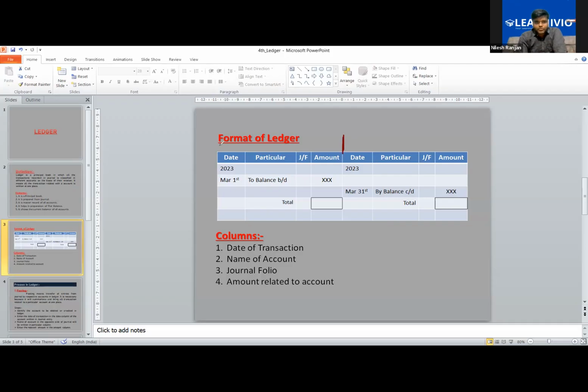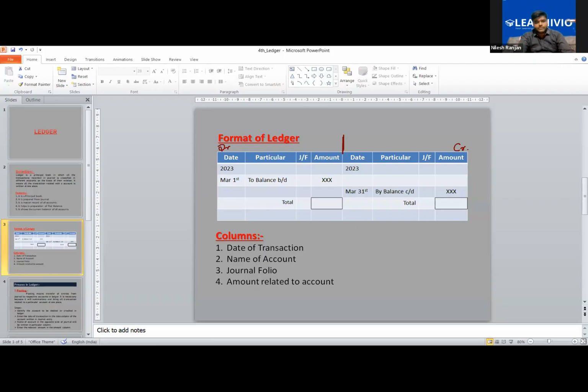The left side is debit and the right side is credit. So this is debit and this is credit. Now, what does JF mean? JF means journal folio. It is written below this format, you can see here. The first column is date of transaction, meaning that the date of the transaction written in the journal will be written here.